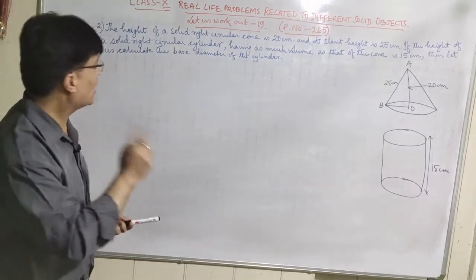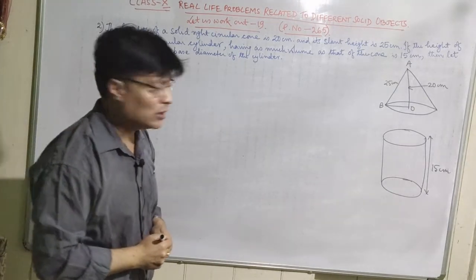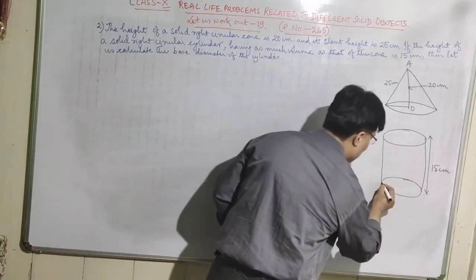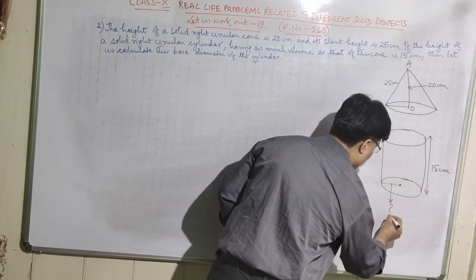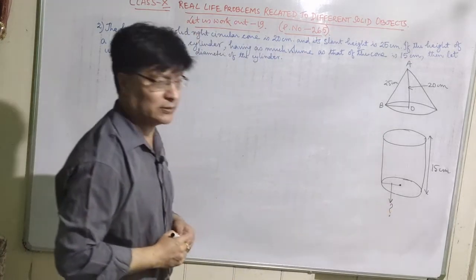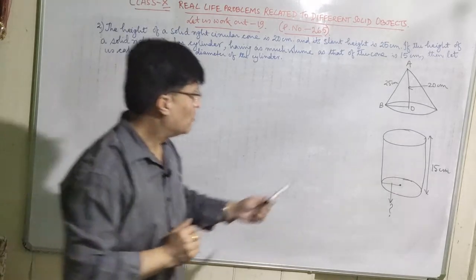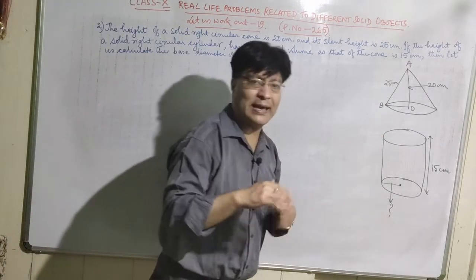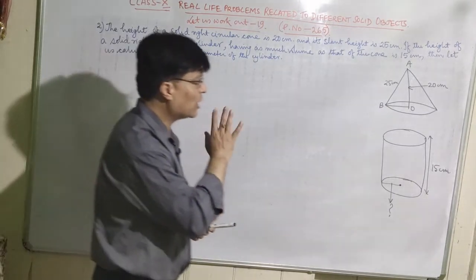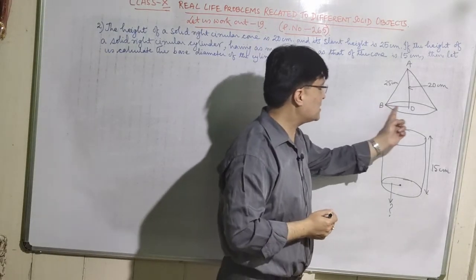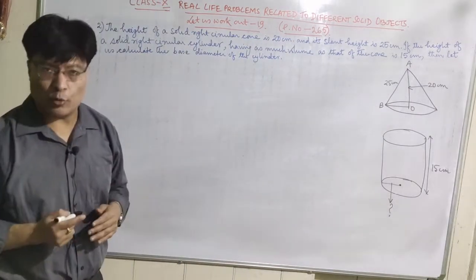Okay. So now in this case, you have to calculate the base diameter of the cylinder. What is the base diameter of the cylinder? You have to find it out. So I think you have understood the question. Both the cone and the cylinder have got the same volume. Okay. So now let us find out the base diameter of the cone, or the base radius of the cone.